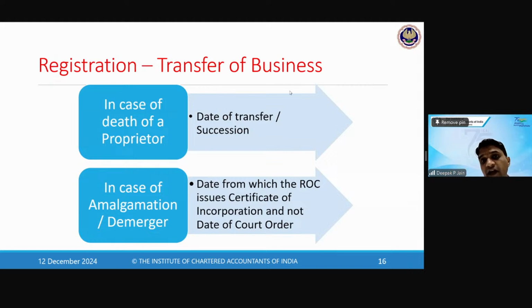Registration, what happens in case of transfer of business. So that was on basic registration. Now, just a moment. Yes, Tambeshwari.